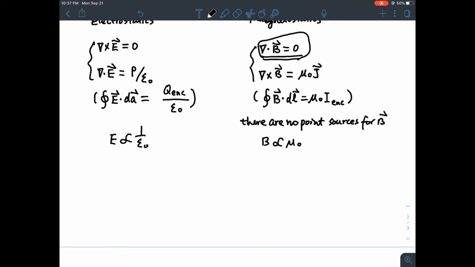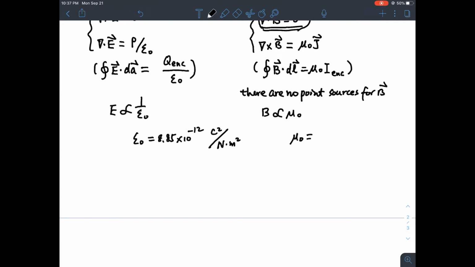Epsilon 0 is 8.85 times 10 to the minus 12, with units of Coulomb squared per Newton meter squared. And mu 0 equals 4 pi times 10 to the minus 7, in Newtons per ampere squared. Because the electric field is proportional to 1 over epsilon 0, its value is often much bigger than the magnetic field. I just wanted to let you know this.